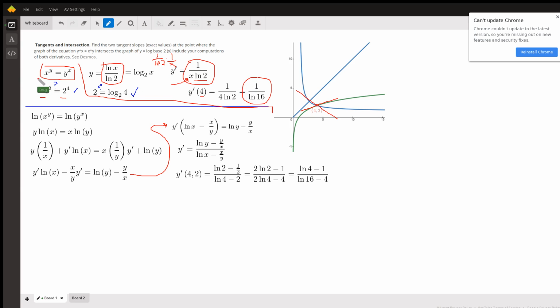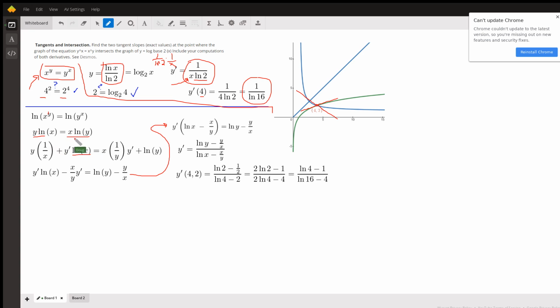It's a little harder to find the derivative of y with respect to x here. Start by taking the natural log of both sides. That allows us to bring these exponents down front, which I've done here. And now we're going to use implicit differentiation, and we have to use the product rule on each side. So it's the first function times the derivative of the second, plus the second function, which is ln of x, times the derivative of the first, which is y prime.